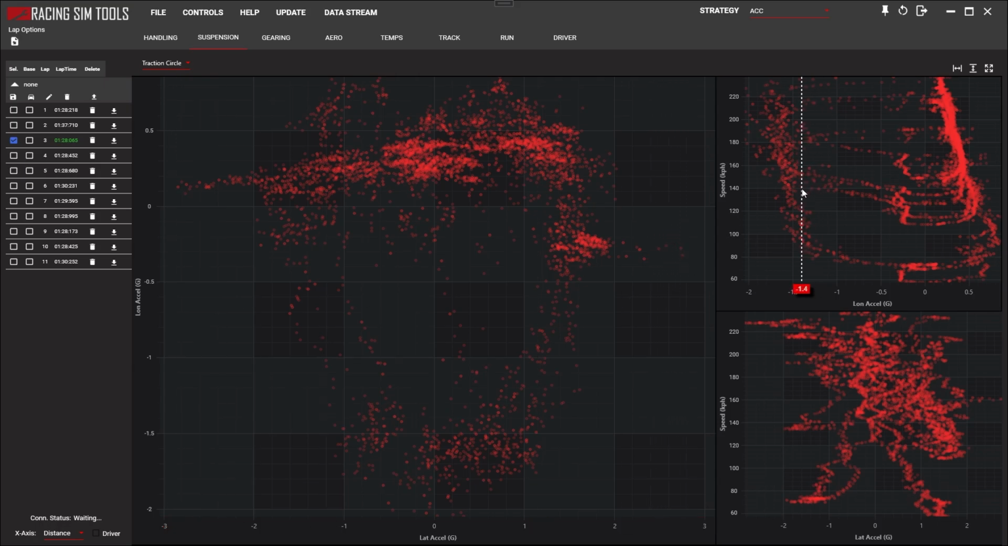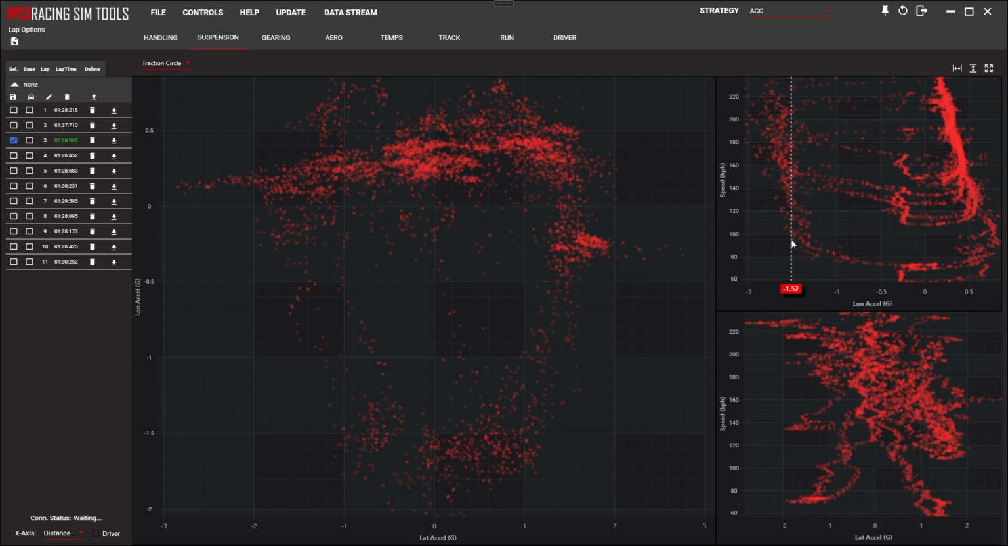The graphs on the right are kind of flavors of that traction circle. The top right one is the longitudinal acceleration. Sometimes we want to see the effects of speed and how we get more downforce as time goes on. It measures longitudinal acceleration on the x-axis, but on the y-axis, we're measuring speed. And you can see as we gain speed here on this front left side, as the car picks up speed, we are able to brake harder.